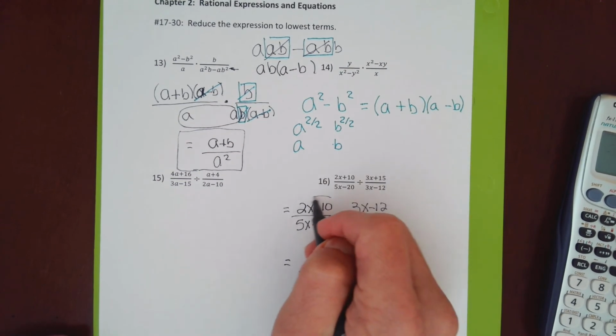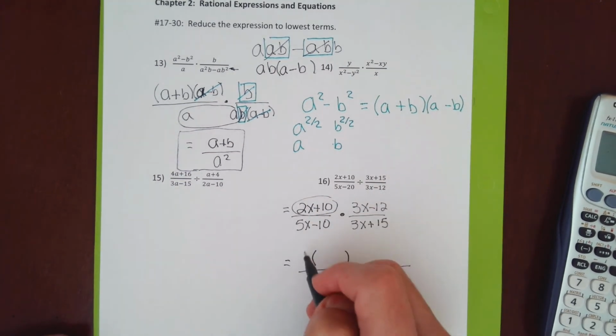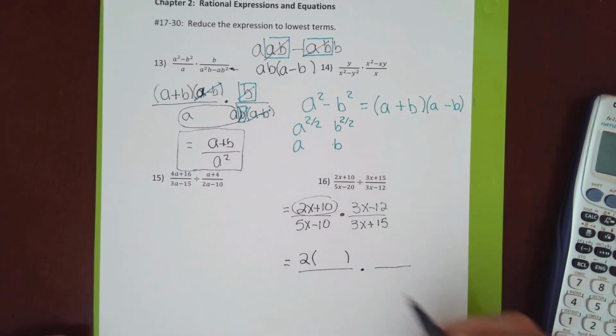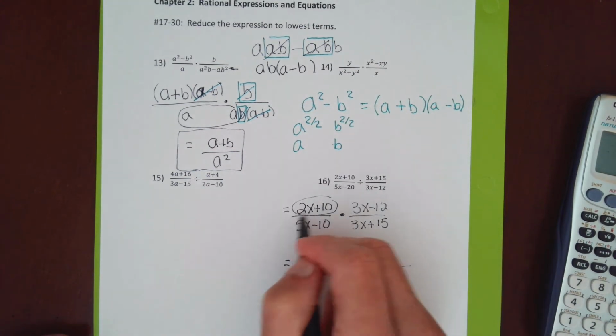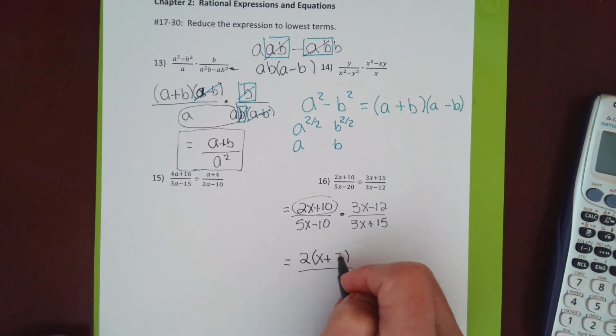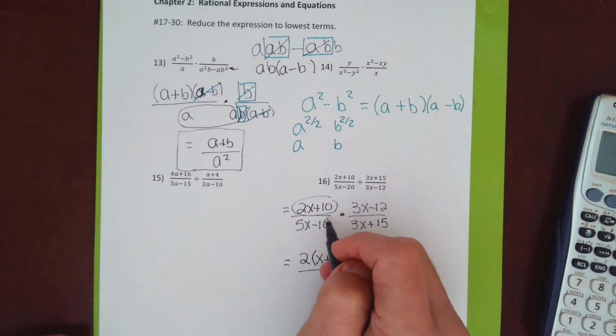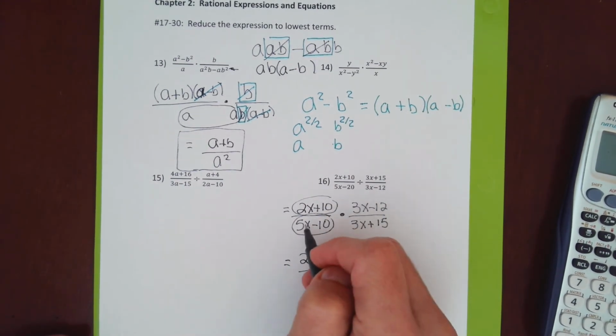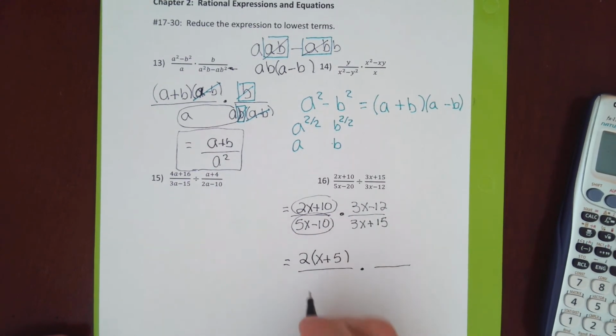The numerator on the left, I'm going to pull out a common factor of 2 because that's the common factor between 2 and 10. I'll divide each of the numbers by 2 and be left with an x plus 5 in the numerator. The denominator on the left, I'm going to single parentheses factor, and between 5 and 10 I can factor out a 5. When I factor out a 5, I'm left with x minus 2.